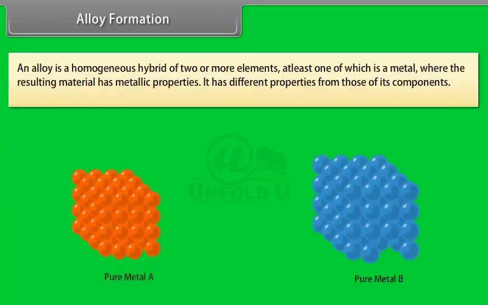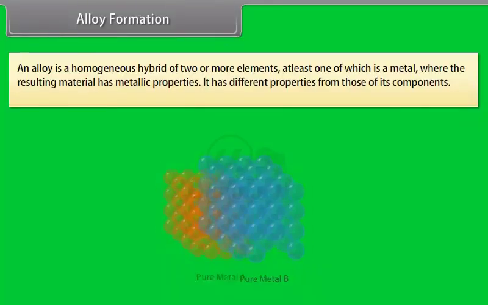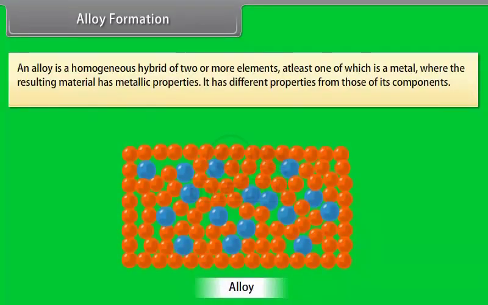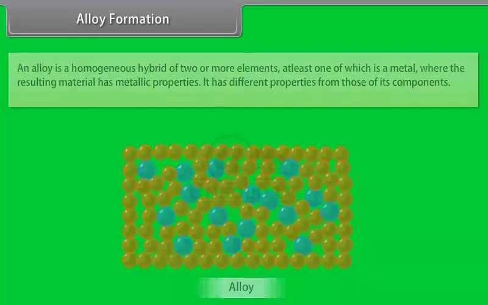Alloy formation. An alloy is a homogeneous hybrid of two or more elements, at least one of which is a metal, where the resulting material has metallic properties. It has different properties from those of its components.